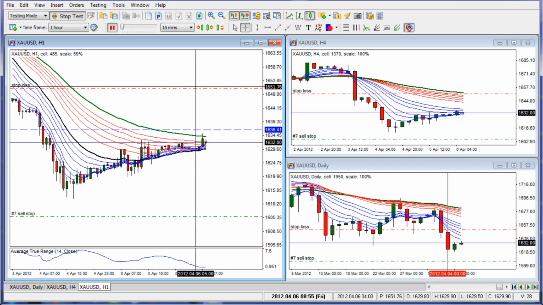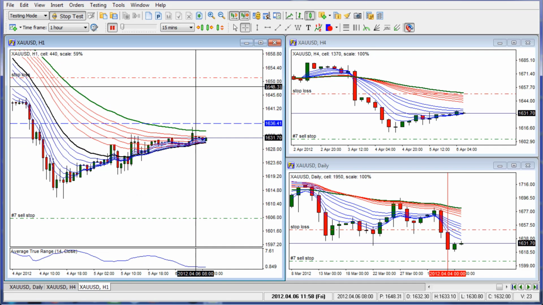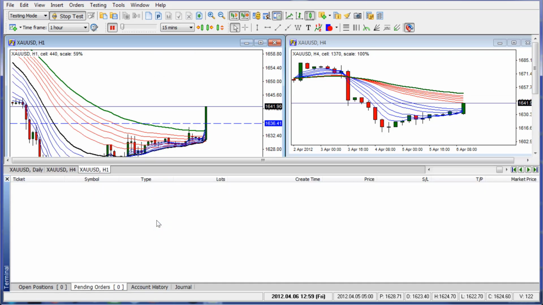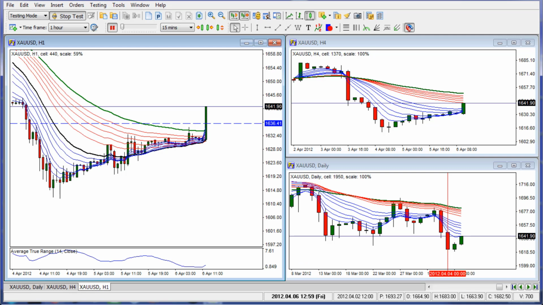It's not looking so good. Pierced the 60 moving average there, but didn't close above, so the trade is still valid. Now it has pierced and closed above the 60 moving average on the 1 hour, so that trade is now off the table. So we will ignore that trade and remove it, and keep on scrolling through to see if we can find another.